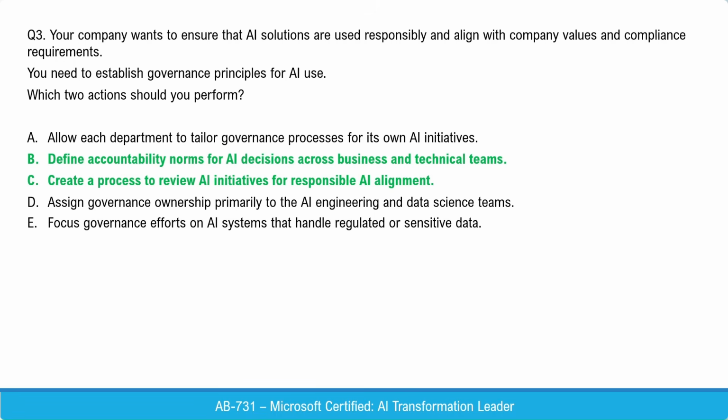Looking at other options, see, the first one, allowing each department to define its own governance, leads to inconsistency and risk. Option D, assigning governance only to engineering teams, ignores the need for legal and business oversight. The last one, focusing only on sensitive data, is too narrow a governance. It should cover all AI systems. So the correct answers are B and C.